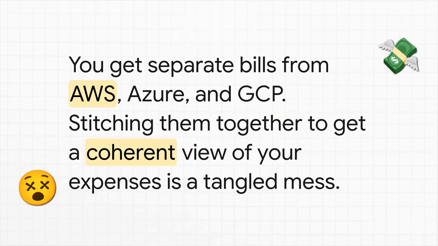And that's because, let's face it, you're stuck in what I like to call the multi-cloud cost maze. You get a bill from AWS over here, another one from Azure, a third from Google Cloud. And each one has its own weird format, its own line items. Trying to stitch all that together into one clear picture of your spending, it can feel, well, pretty much impossible. It's just a tangled mess.